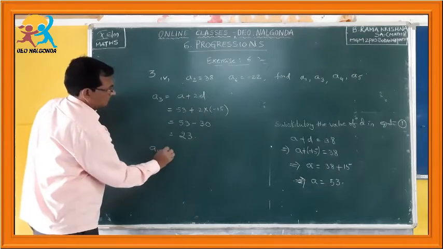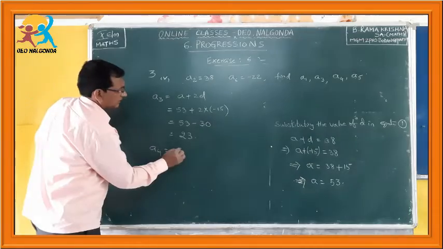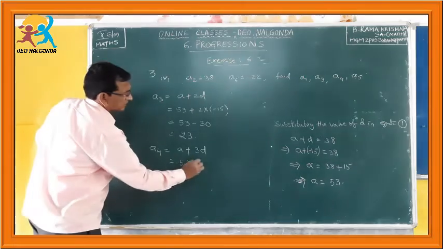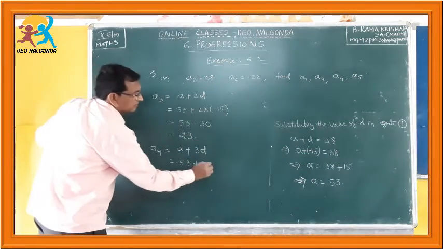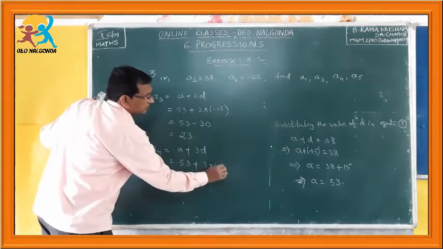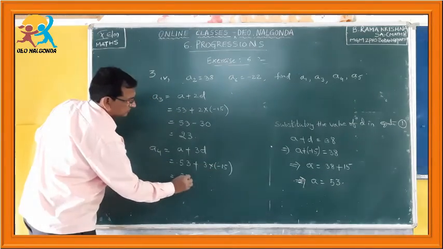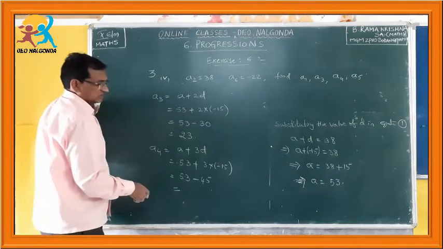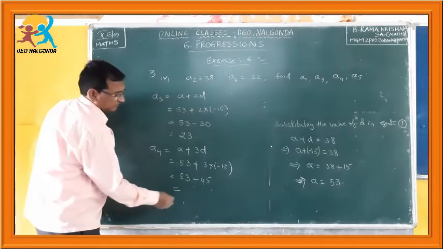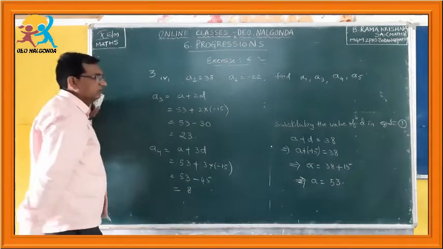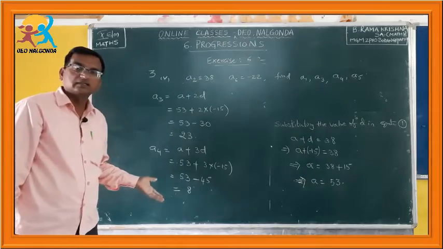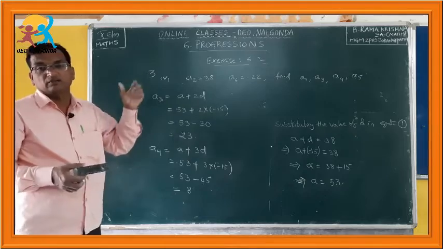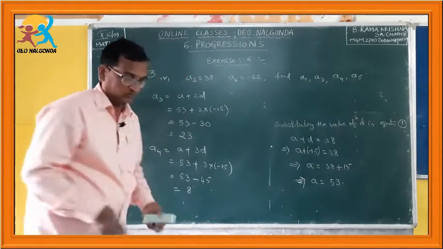Now, A4. A4 is equal to, you have to write directly, A plus 3D, which is equal to A is 53. Again, you substitute 3D. 3 into minus 15, which is equal to 53 minus 45, since 3 15s are 45. What is the value of 53 minus 45? It is 8. Like this, you can find any term in the sequence if you know the first term and also the common difference.